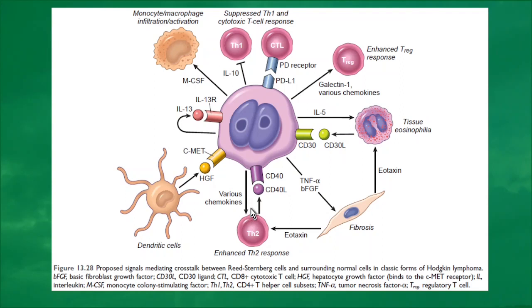So the RS cells are required for the creation of these reactive background cells, and all these reactive background cells are required for the survival of RS cells. So it's a symbiosis here.